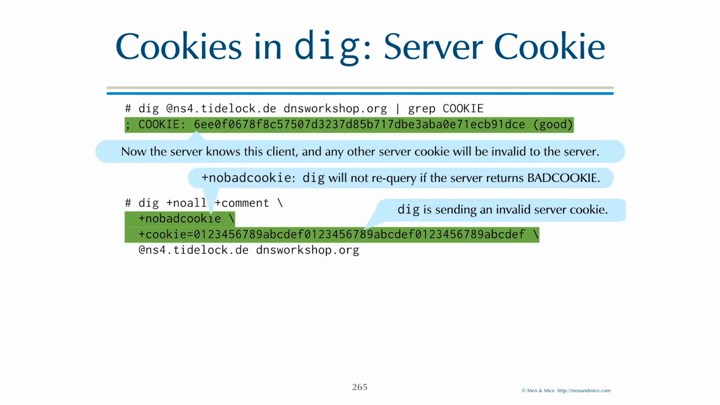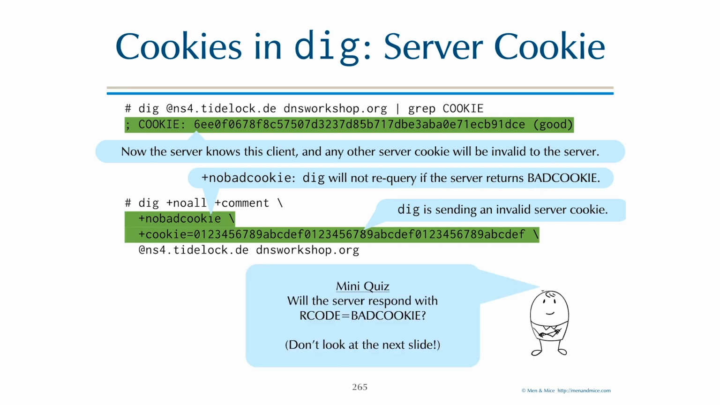Okay. So now let's think about it. We're sending to this BIND server a bad cookie, and we're telling dig not to requery. Is the server going to respond with BADCOOKIE? Now, we have enough information. By default, is it going to respond with BADCOOKIE? We have enough information that you can answer this question. If you want to stop the podcast and go back, you can do that. If not, we're going to go on to the next slide.